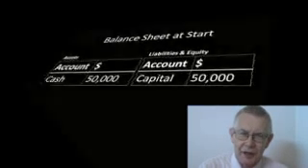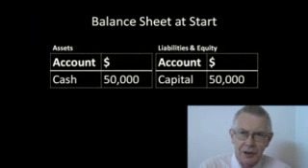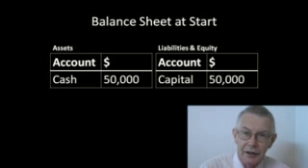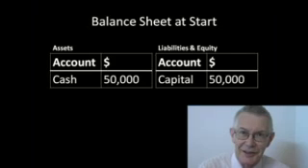To start with then, Hans of course has no liabilities. He has an asset of cash, the $50,000, which he has placed in a bank account. And his capital then is also $50,000. So those two are going to balance, our balance sheet balances.